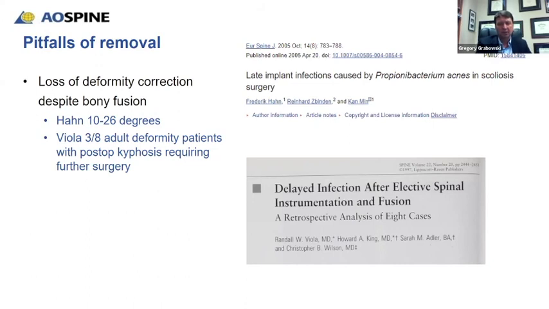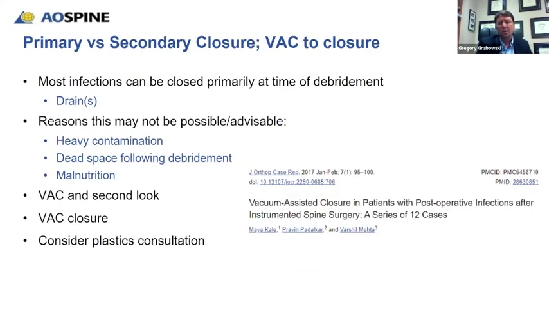In the adult side, Viola in 1997 looked at 8 consecutive adult deformity patients. And what they found is, even though those people had what appeared to be solid fusions on postoperative inspection, 3 out of 8 of those patients ultimately required further surgery as a result of postoperative kyphosis, either a junctional kyphosis or a postoperative kyphosis that occurred through the areas of previous surgery. And so even in the setting of a late infection that seemingly has already healed, there still are pitfalls to the removal of instrumentation.